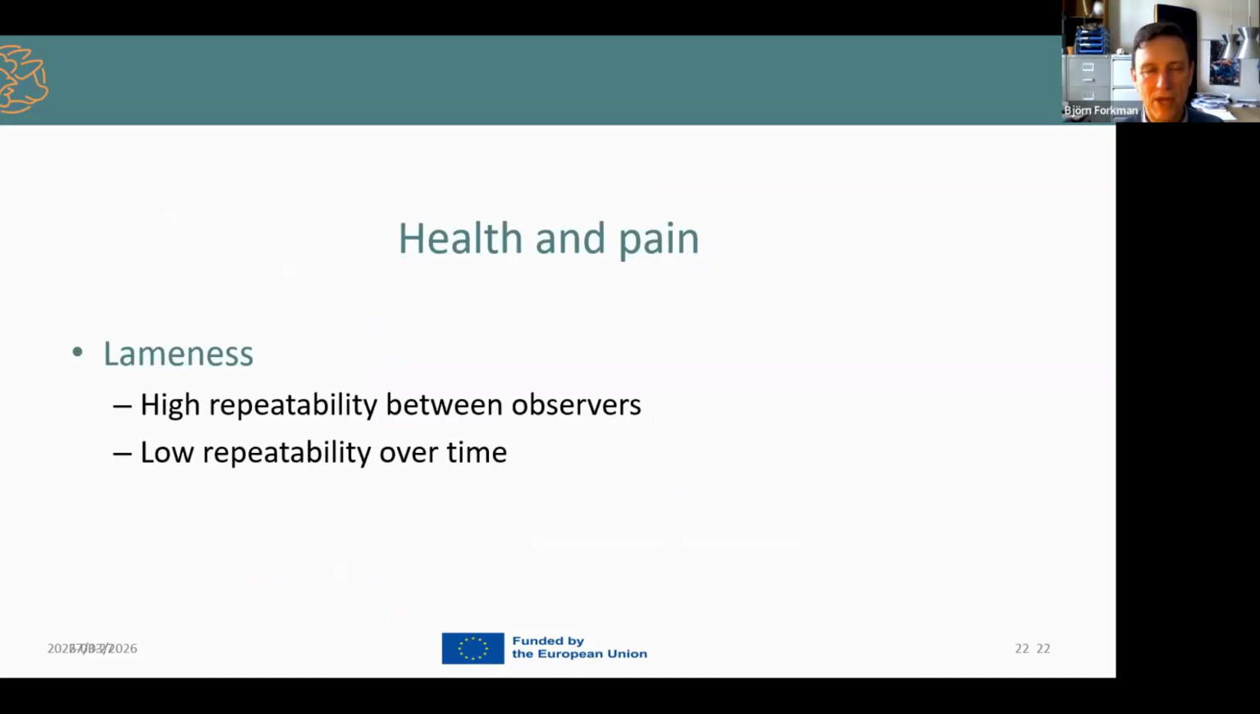Moving on to health and pain. So lameness has a high repeatability between observers, but low repeatability over time.